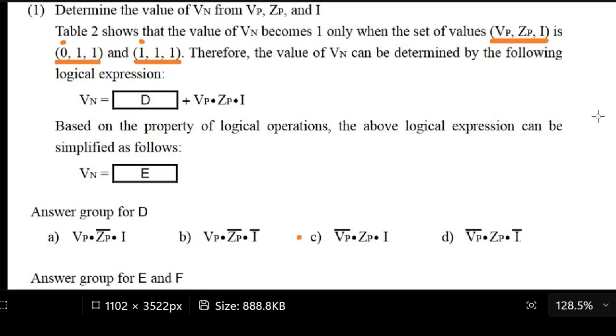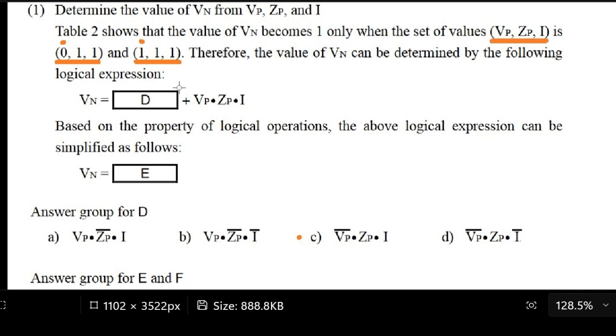Question number 2 of the PhilNITS FE afternoon portion of the exam. In this question, we are being asked: Table 2 shows that the value of Vn becomes 1 only when the set of values Vp, Zp, I is 0, 1, 1, and 1, 1, 1. Therefore, the value of Vn can be determined by the following logical expression.